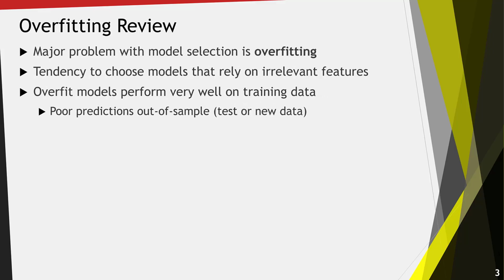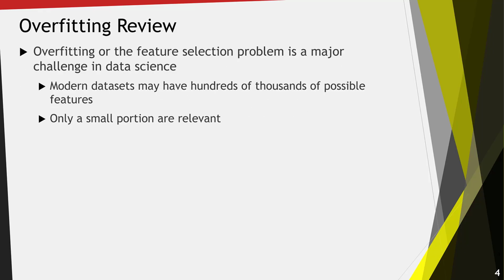Regularization methods are designed to address the overfitting problem. Remember that overfitting is a common problem in model selection, where we have this tendency to choose models that rely on irrelevant features. Overfit models can perform quite well on training data, but then make poor predictions out of sample. Overfitting, or what is often called the feature selection problem, is a big challenge in data science. Modern datasets may have hundreds or thousands of possible features, but only a small portion of them are relevant, and those are the only features that we'd like to include in our models.